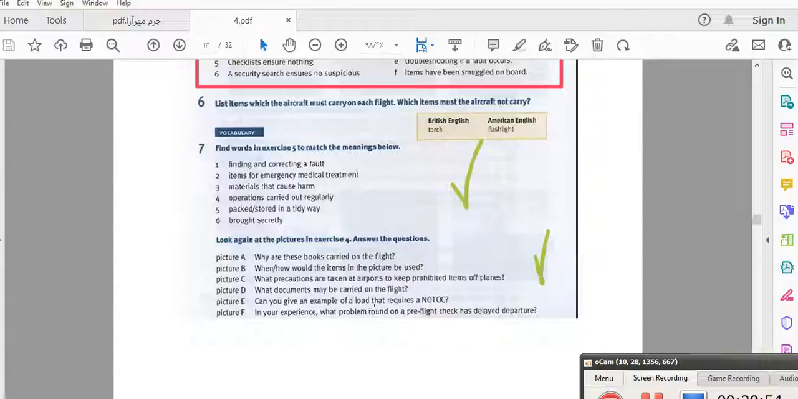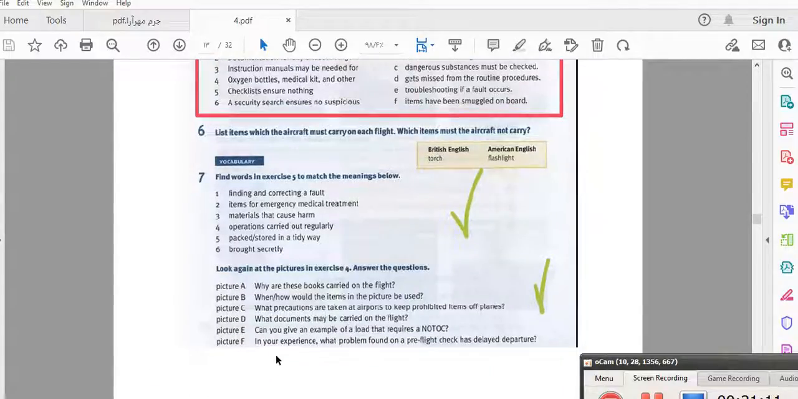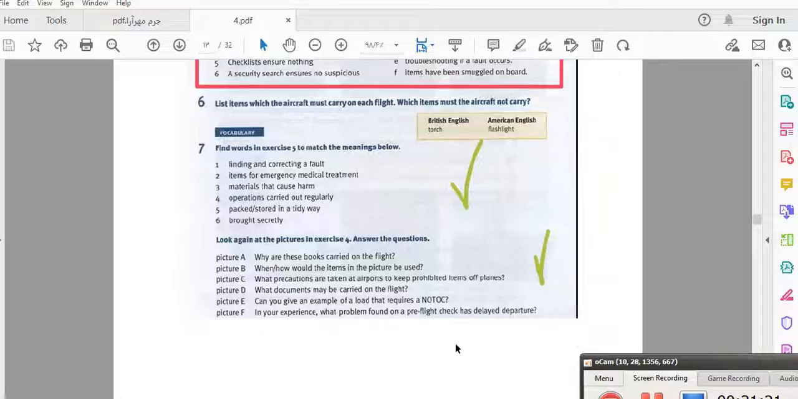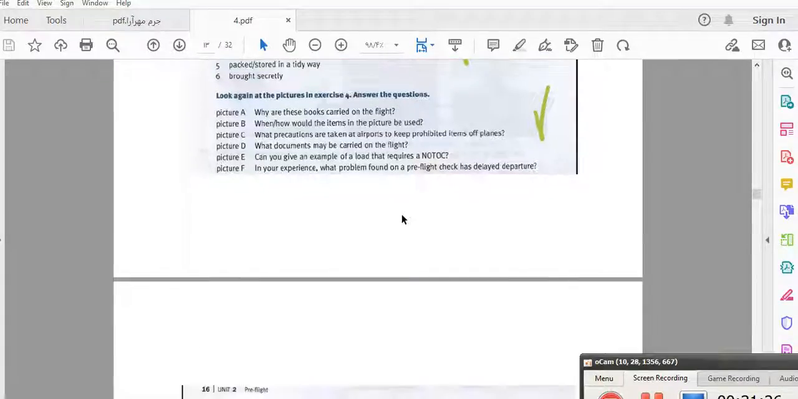Can you give an example of a load that requires NOTOC, for example, radioactive materials? I told you the materials that produce toxic fumes, or live animals, are not allowed. In your experience, what problem found on a pre-flight check has delayed departure? This is based on your idea. What happened? You can write it, take a photo and send it to me. Complete this part, take a photo and send it to me. I answered all the parts in this.